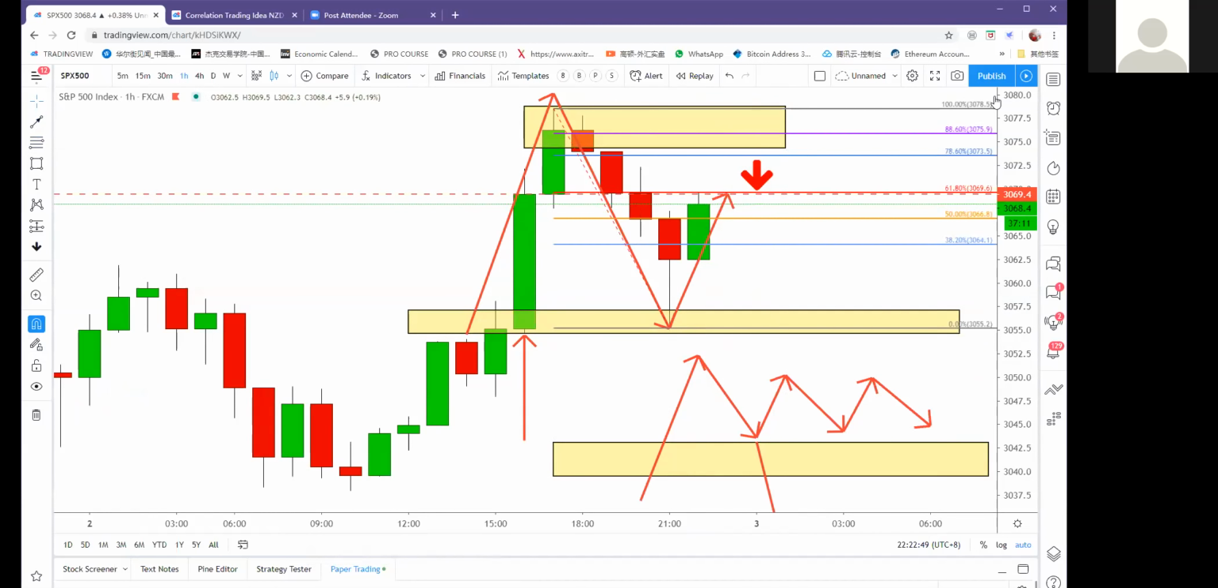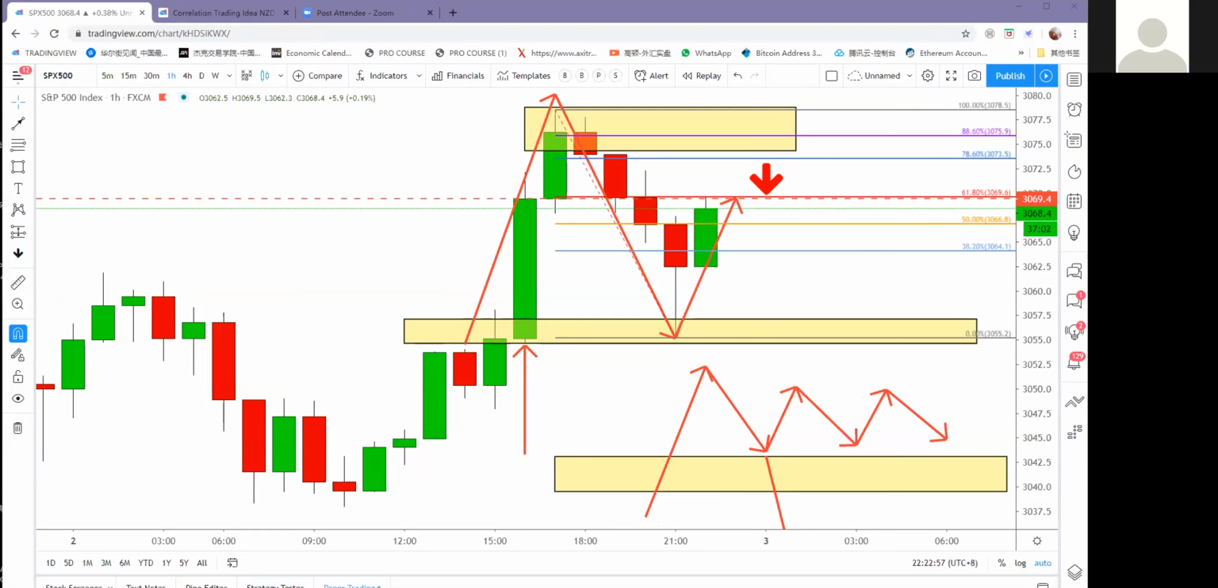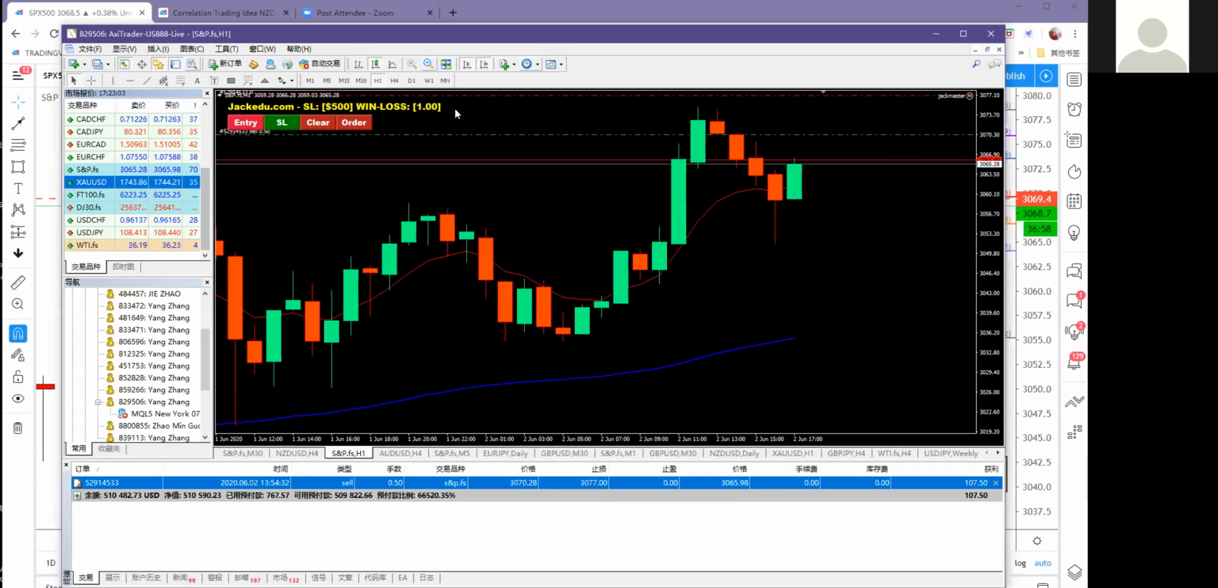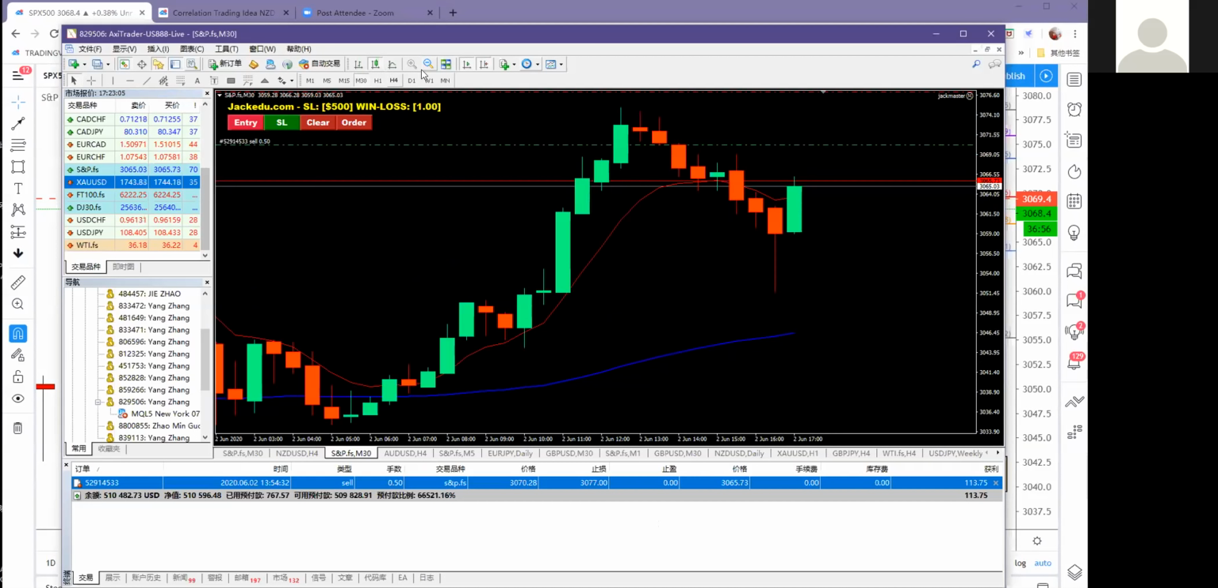I will do this in front of you guys. So let me do this. Can you see my MetaTrader 4? Can you see it?